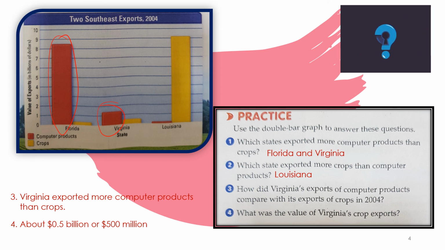You can see it's halfway between 0, which is here, and 1. It's in the middle of 0 and 1. So it's halfway between 0 and 1. So you can see that it is 0.5 or $500 million.